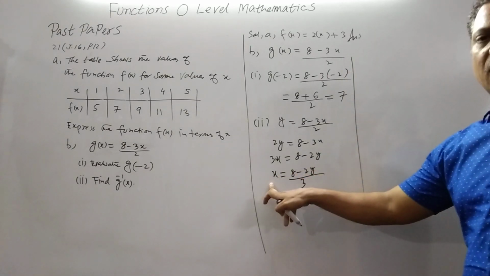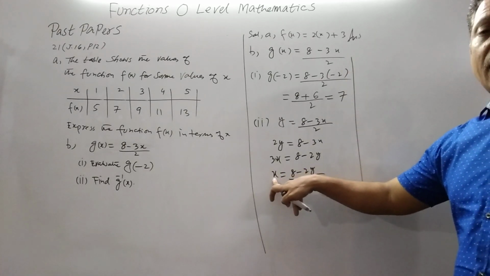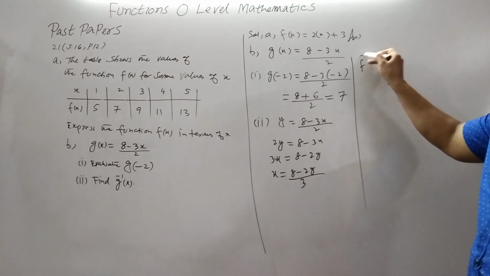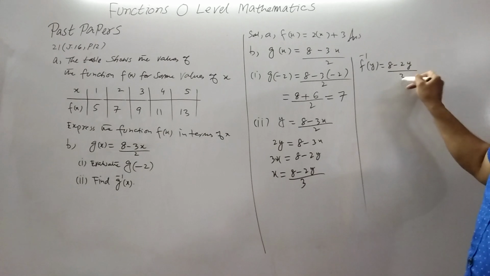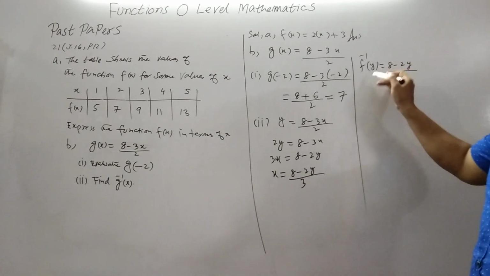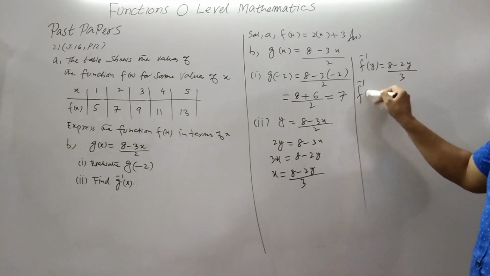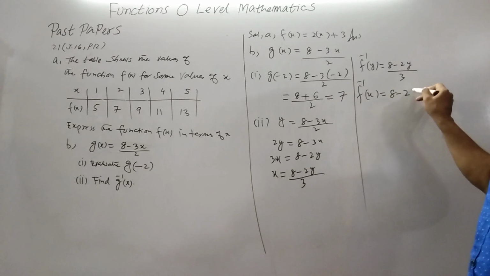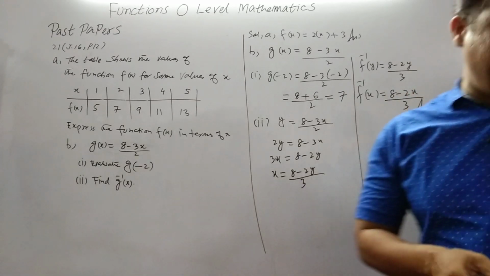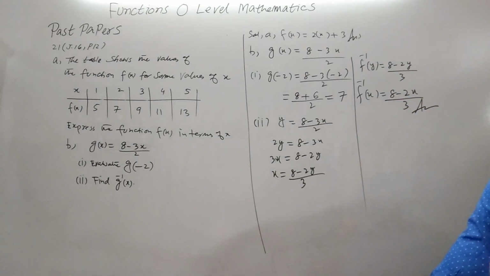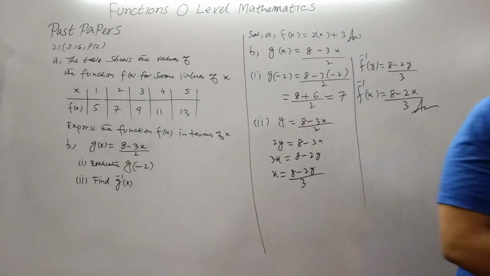The next step is replace x by f inverse y, which is equal to (8 minus 2y) over 3, and finally replace this y by x. You will get (8 minus 2x) over 3. This is the final answer. I hope you completely understand how we get this answer.